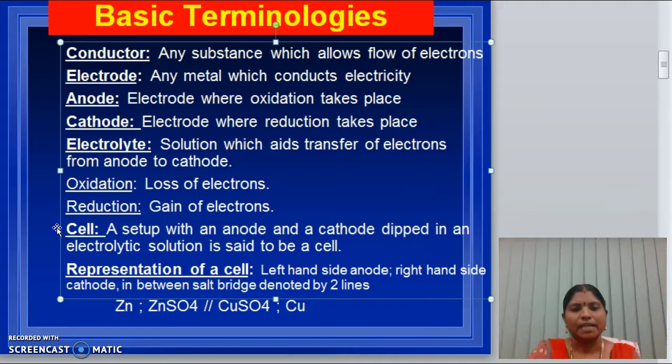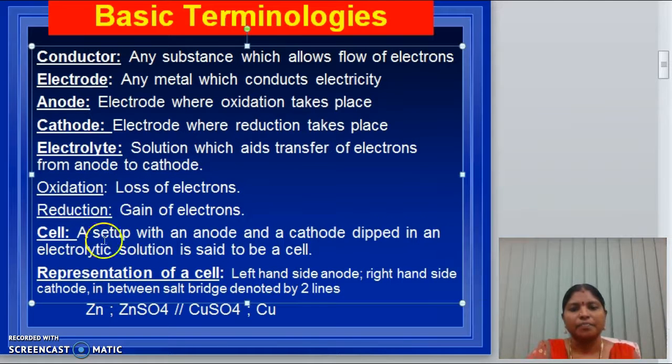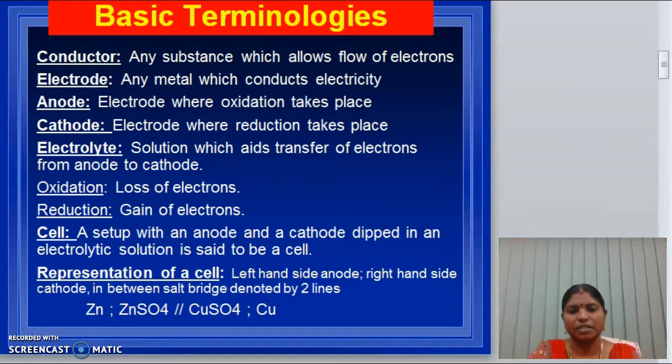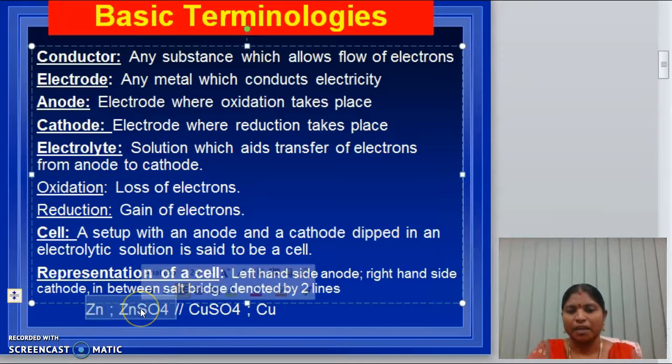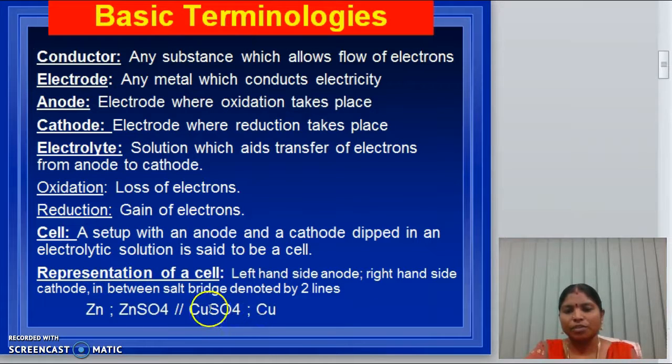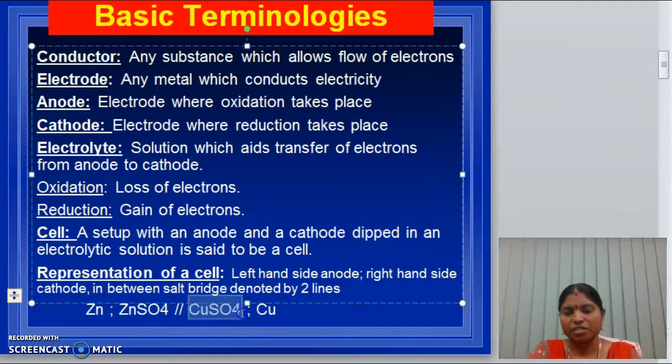So a complete cell is a setup where we have an anode, a cathode, and both the electrodes dipped in an electrolytic solution. This is a complete cell. So how will you represent this cell? The cell is represented by taking anode at the left hand side and cathode at the right hand side. Anode is represented by taking metal first and then electrolytic solution, and in cathode the electrolytic solution is represented first and then followed by the metal.